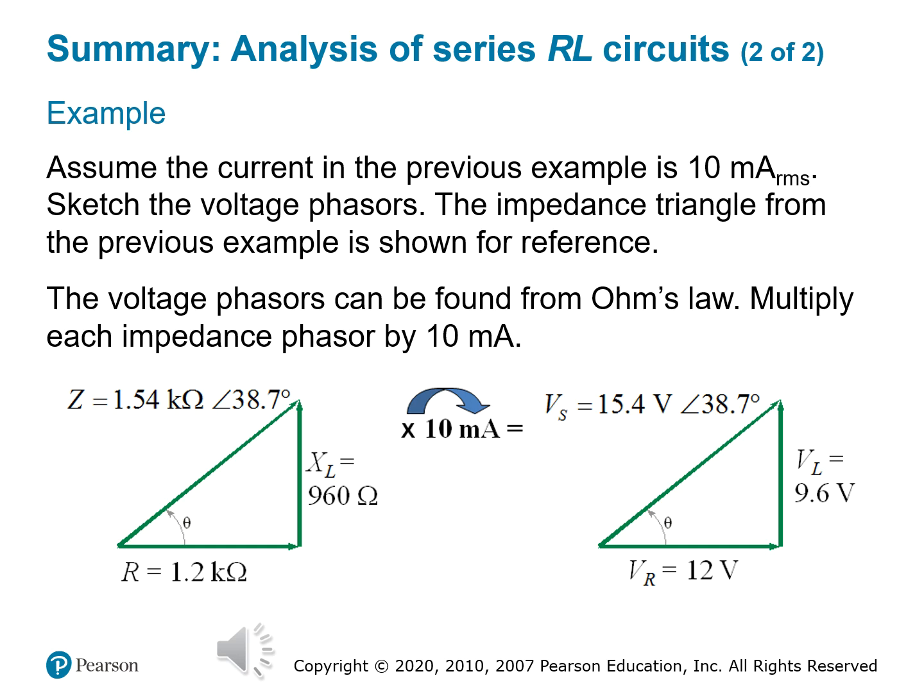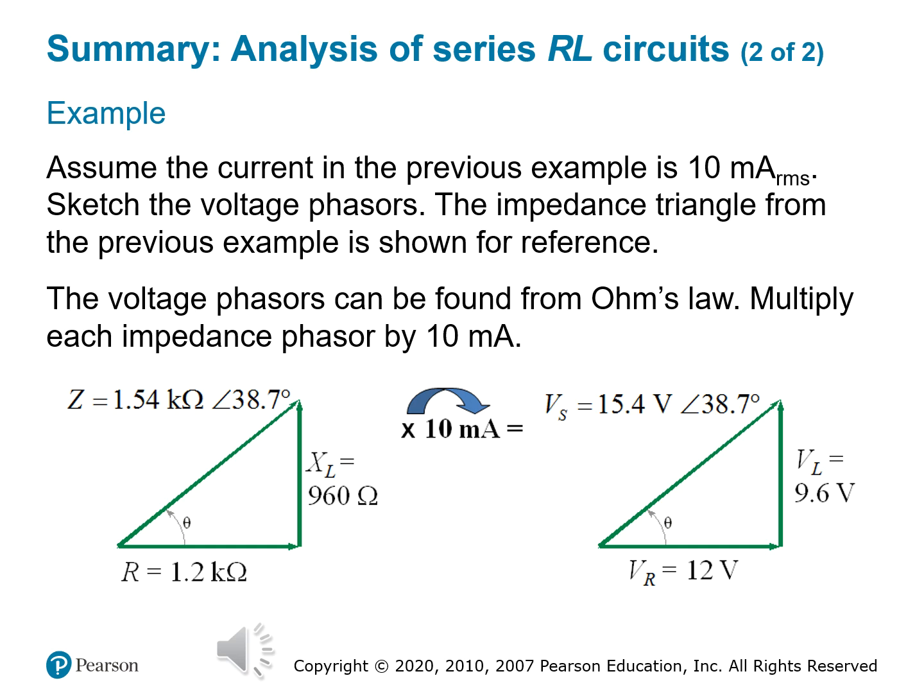So if we do this step by step, total voltage is going to be V sub S, where, looking at the formula V is equal to I times Z, we have 10 milliamps times 1.54 kiloohms. We just multiply those quantities and we end up with 15.4 volts. Again, the angle is still the same at 38.7 degrees. That's the overall voltage matching the impedance angle.